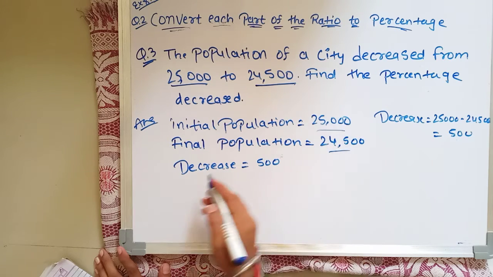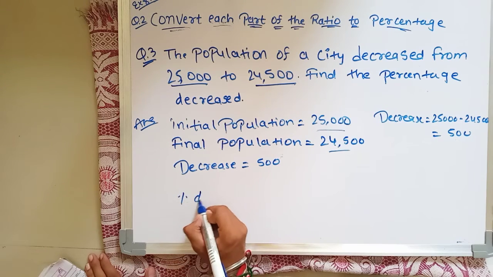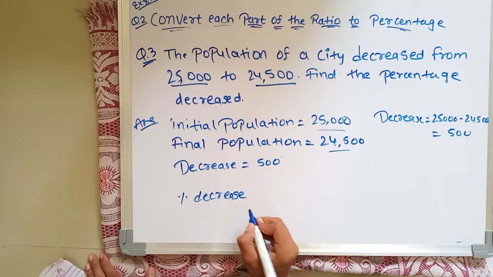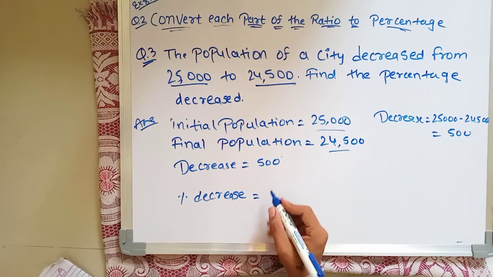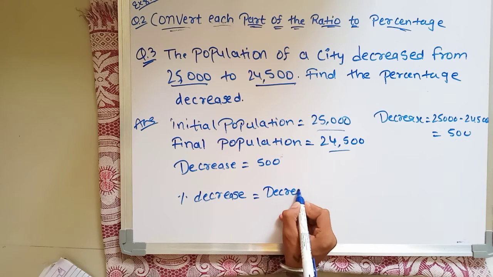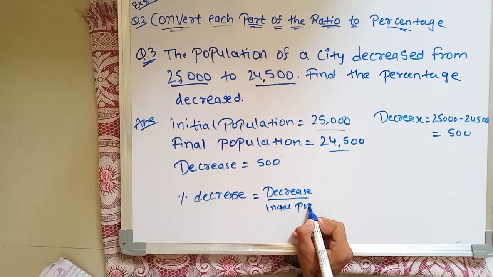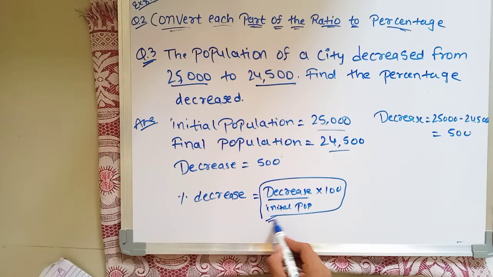Okay, let's see the percentage of decrease. How many percent of people decreased? So the formula to find the decrease percentage is decrease divided by initial population, multiplied by 100. This is the formula to find the decrease percentage.